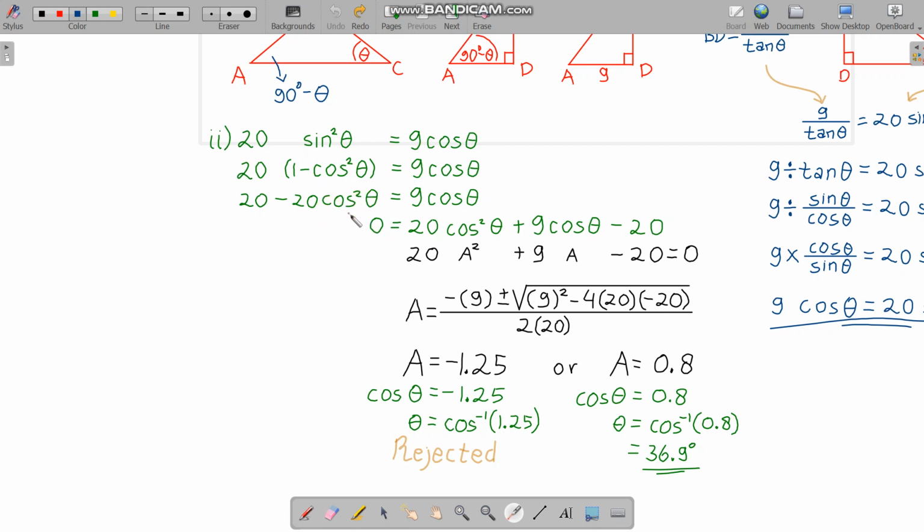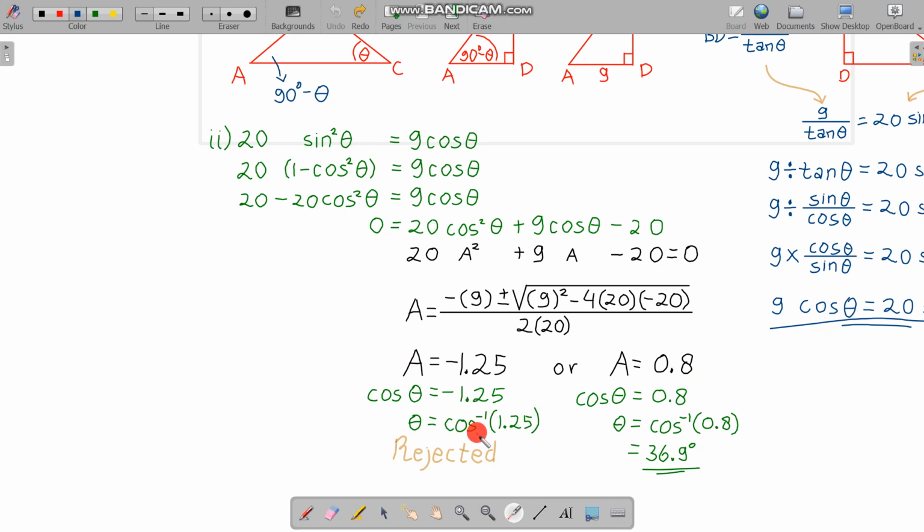And we get, move everything to the right. Minus becomes plus, plus becomes minus. We have a quadratic. This is just like 20a squared plus 9a minus 20. We have the a, the b, and the c. Use the quadratic formula. We get the value of a, either this or this.